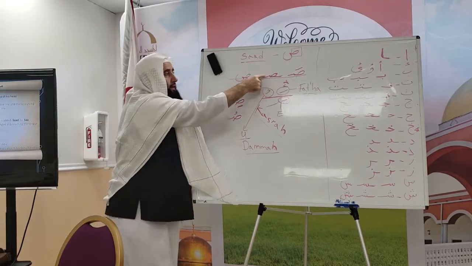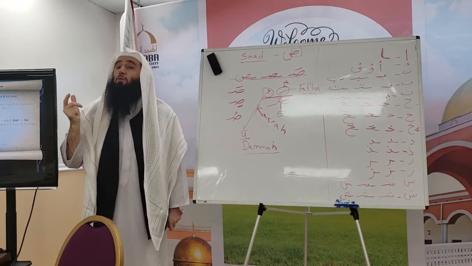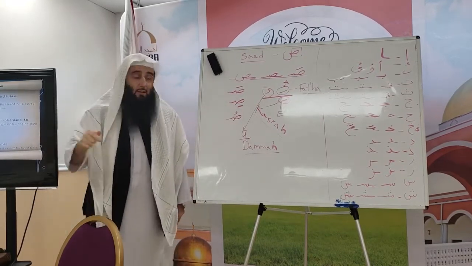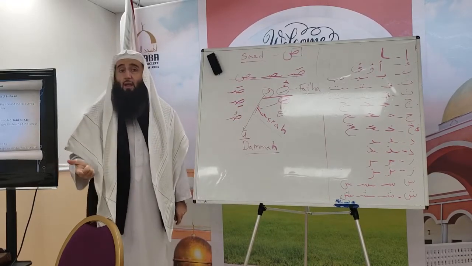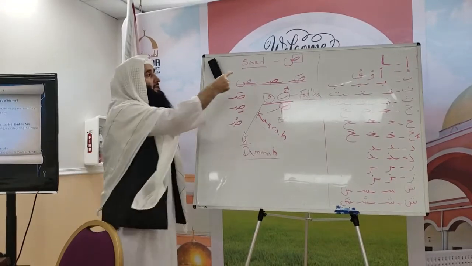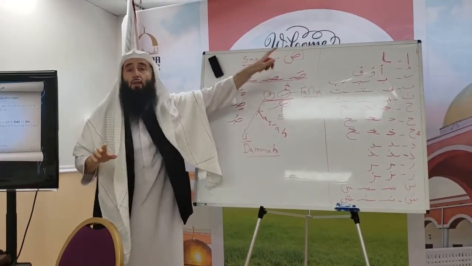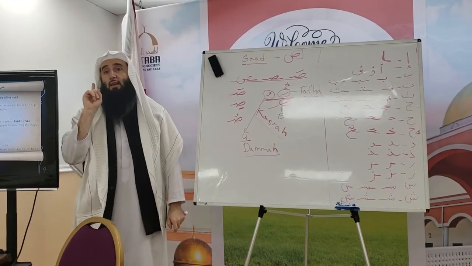These are the shapes of the letters, in the beginning, in the middle, and end. Then the letter has a sound. With fatha is sa. With kasra is si. With dhamma is su. Yes? And it has a name. This is a name. With nothing on it, we call it Sad. That's the name.